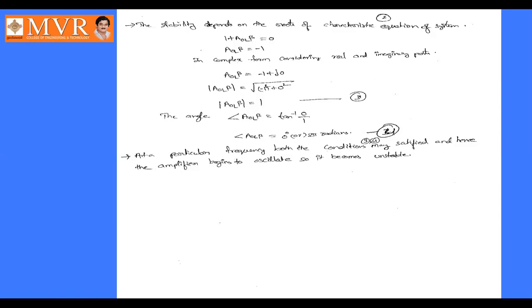So we have to make this op amp stabilize. How are we going to stabilize this operational amplifier? That depends upon this AOL, the open loop voltage gain, and the beta value. Here we consider the angle: angle of AOL into beta is equal to tan inverse of 0 by 1, so it is 0. At particular frequencies, both conditions may be satisfied, and hence the amplifier begins to oscillate. So it becomes unstable.